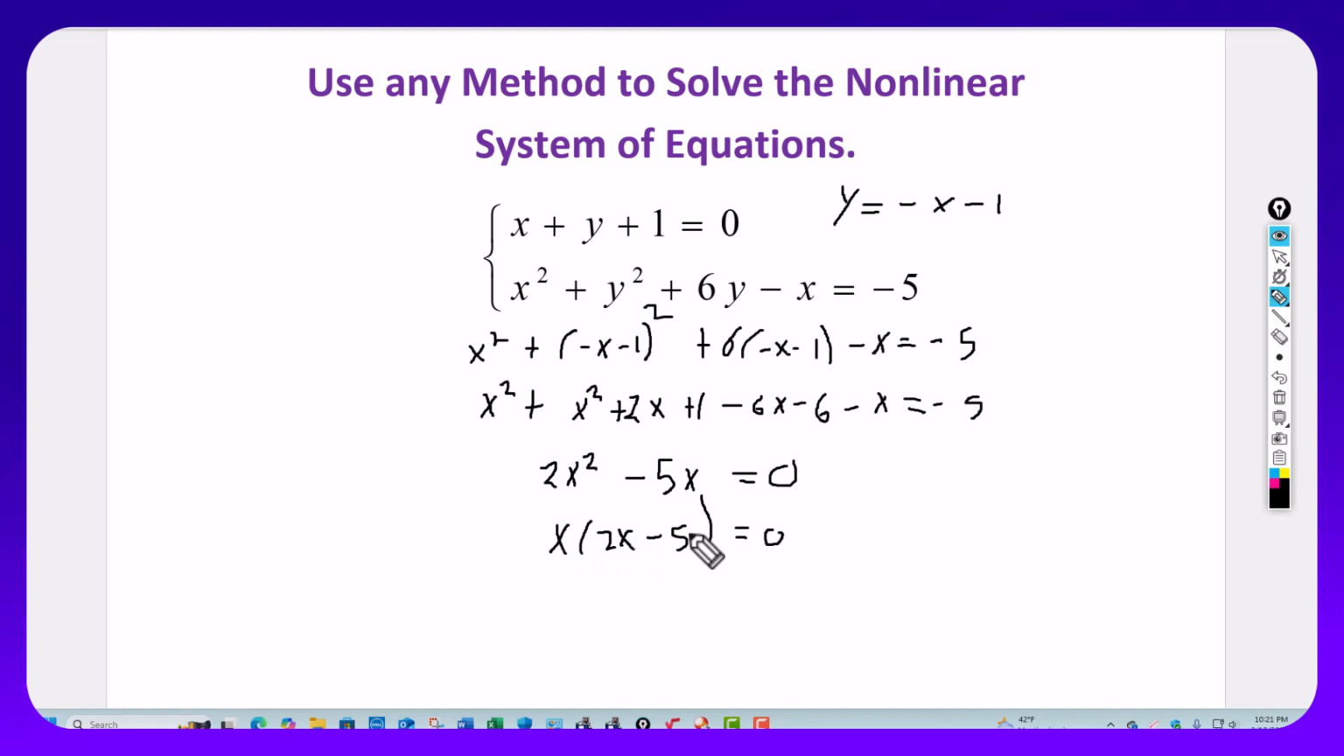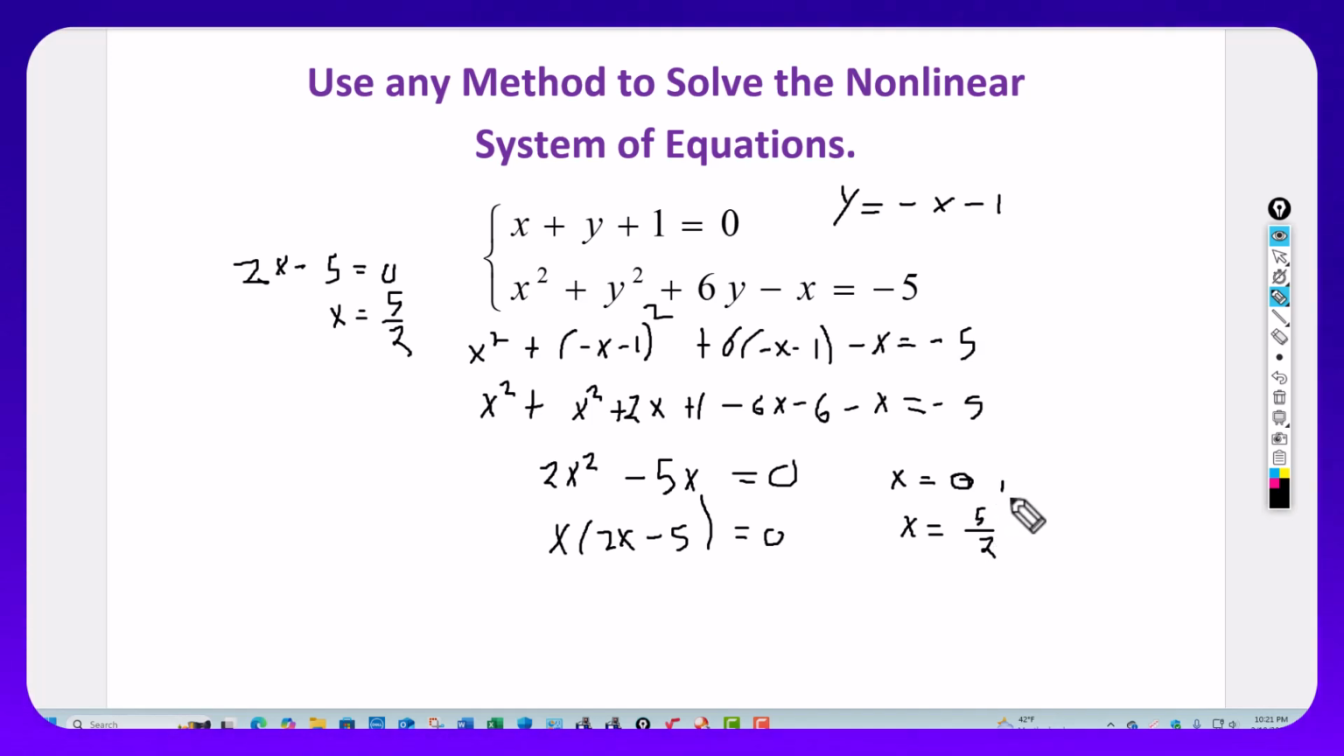So just set each factor equal to 0. So this tells me that x can be 0, or 2x minus 5 can be 0. Bring this over, divide by 2. That would tell me that x can be 5 over 2. So the solutions then are x can be 0, or x can be 5/2.